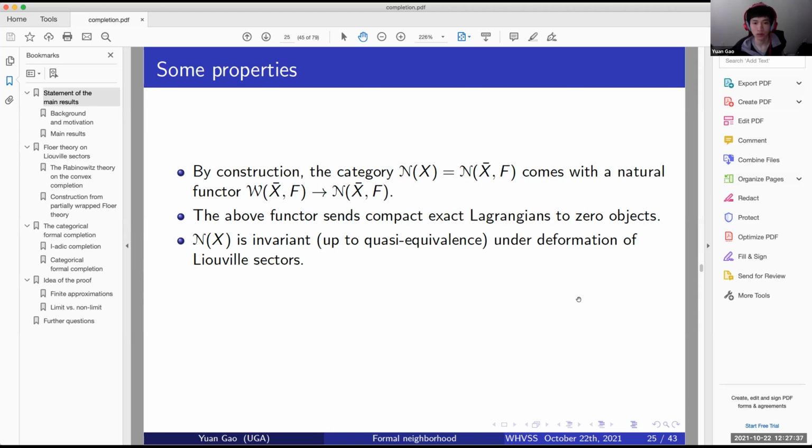You can deform X as Liouville sectors, but it's not quite known that it's deformation equivalent for sub-Liouville manifolds, where you're allowed to change your F to something else, not to an absolute closed set, while keeping the complement the same.